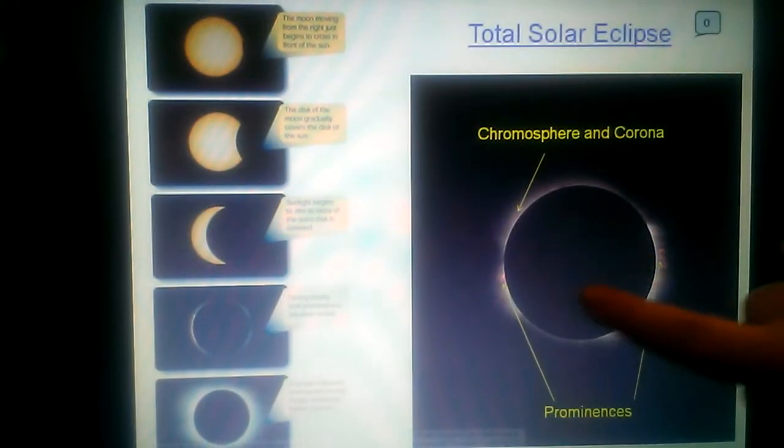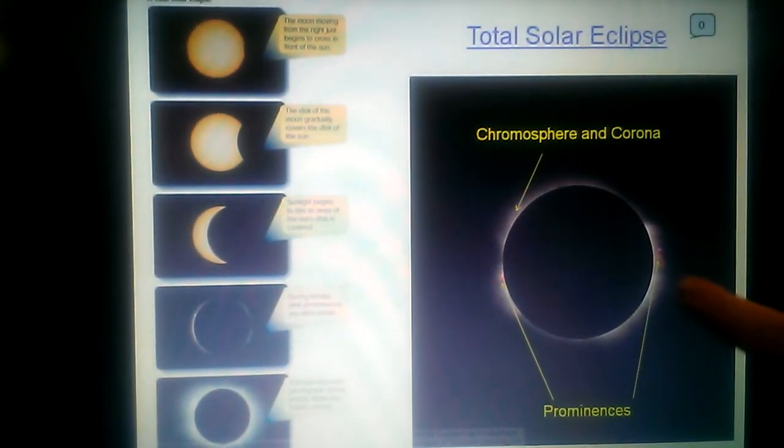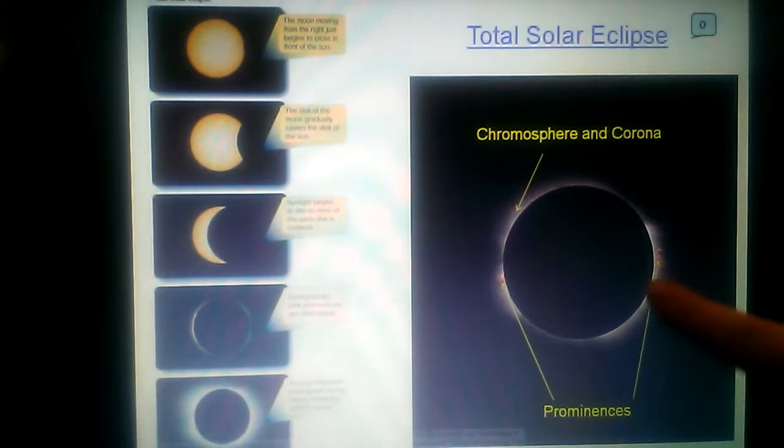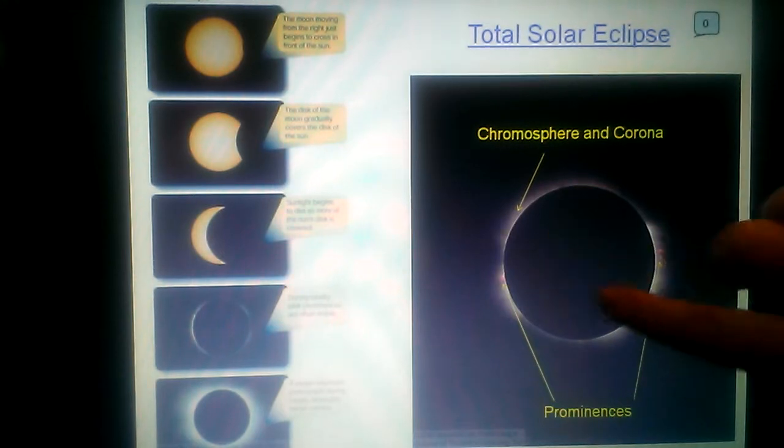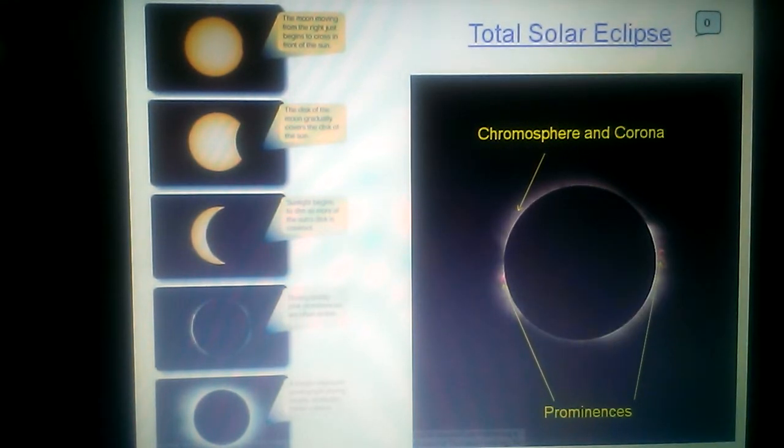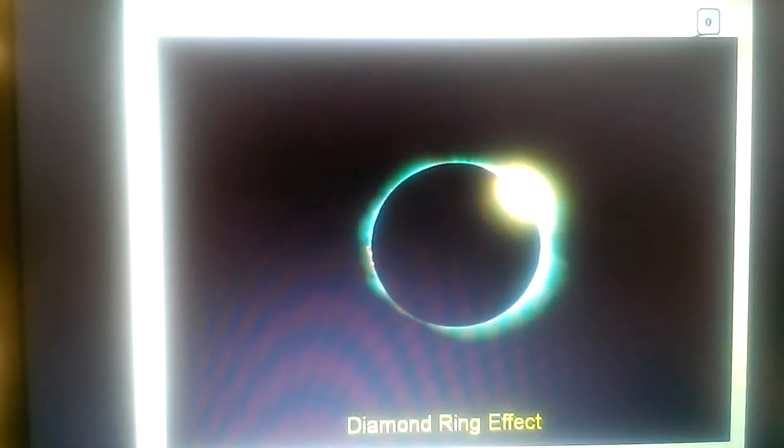So you see the moon's blocking it out. We now can see the chromosphere and the corona, which is not normally seen. Normally the photosphere, the brightest layer, is the only layer that's visible to us here on Earth. But during the eclipse, it's actually blocked out, allowing us to see those other layers. This is the diamond ring effect from that, when you get a little blast of light on one side.